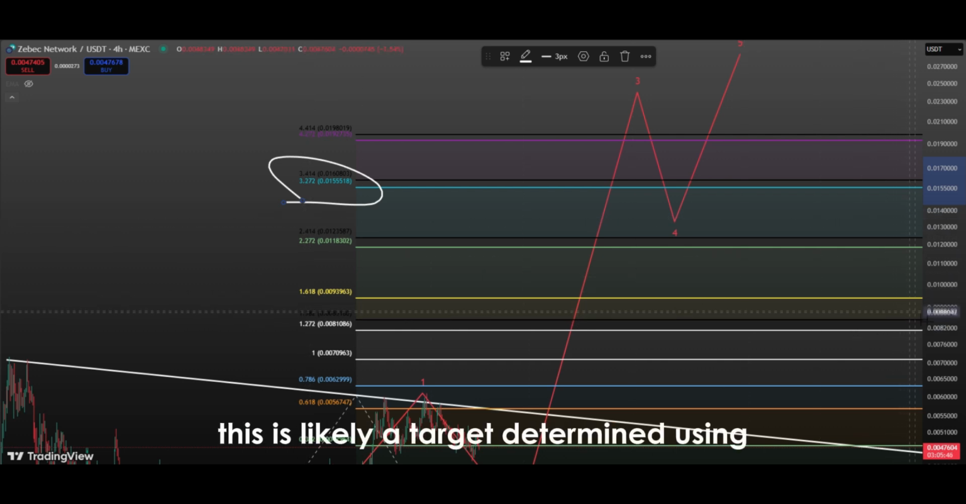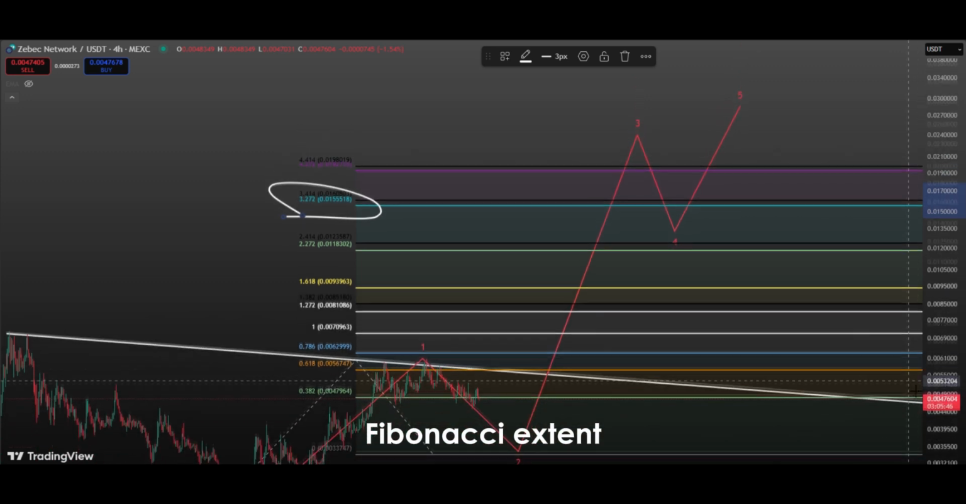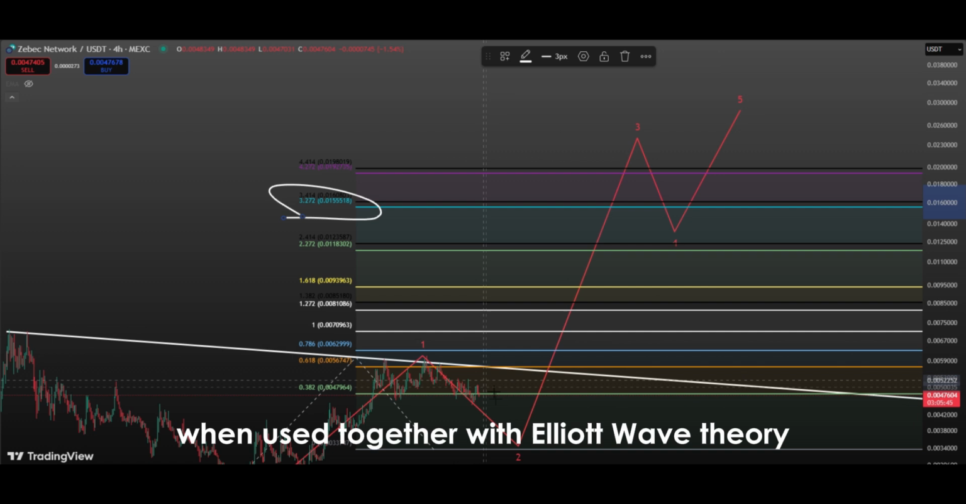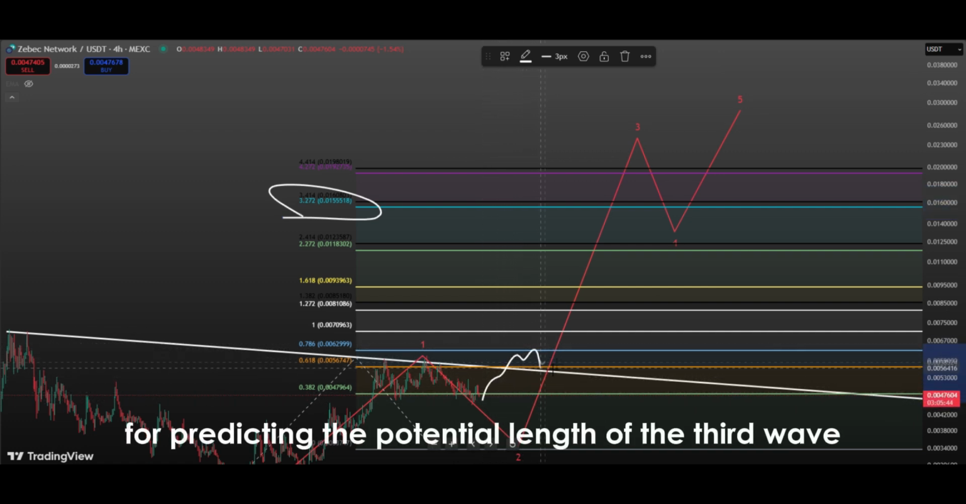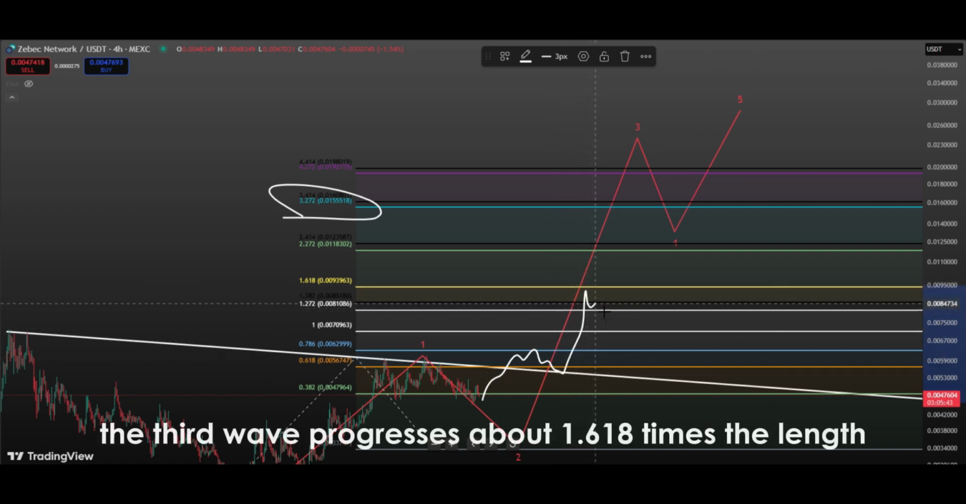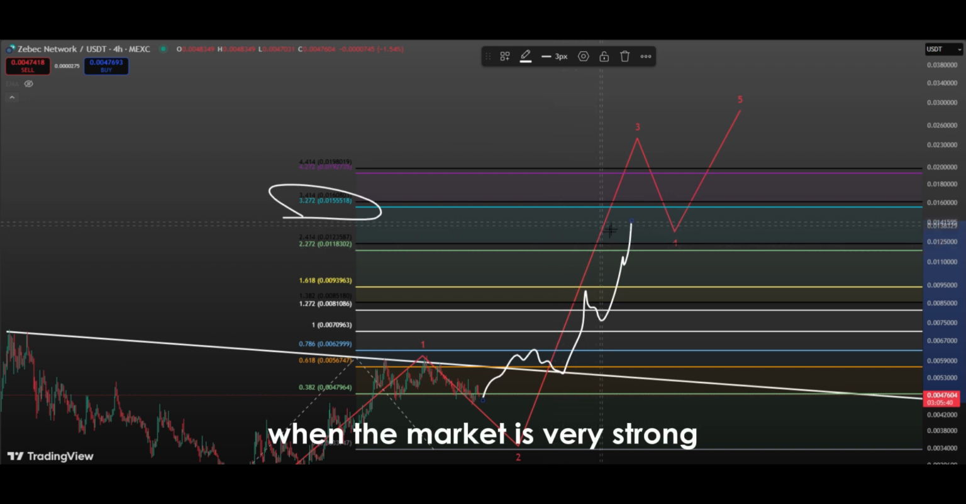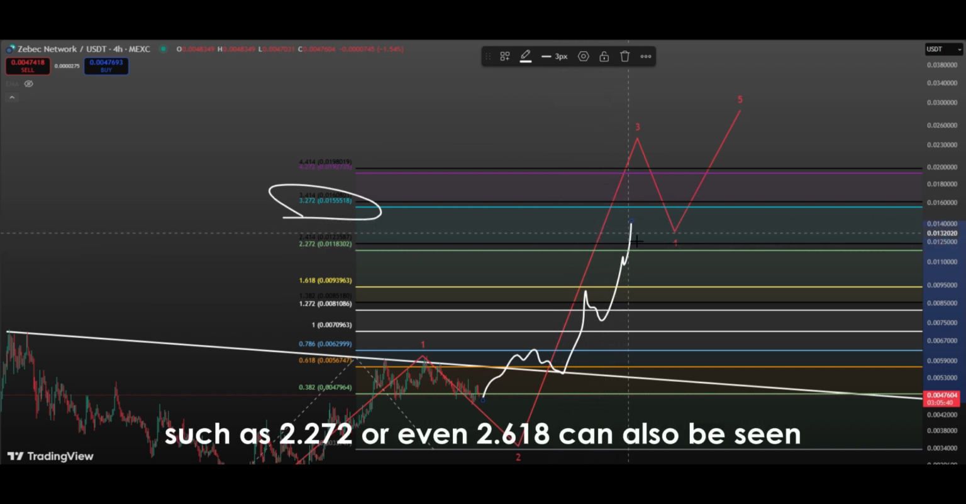In this example, it is stated that the target for the third wave could reach the 3.272 level. This is likely a target determined using Fibonacci extension levels in technical analysis. Fibonacci ratios, when used together with Elliott wave theory, are particularly useful for predicting the potential length of the third wave. Most of the time, the third wave progresses about 1.618 times the length of the first wave. However, when the market is very strong, higher ratios such as 2.272 or even 2.618 can also be seen.